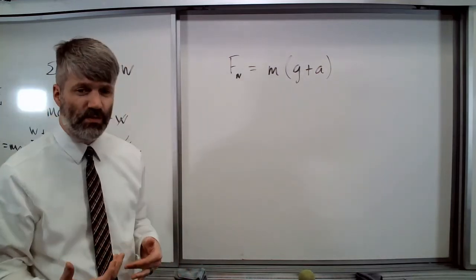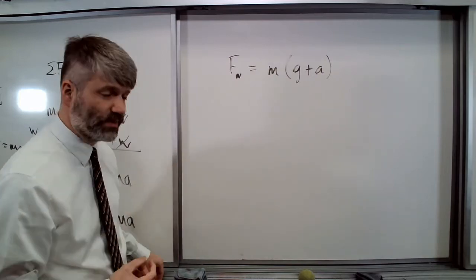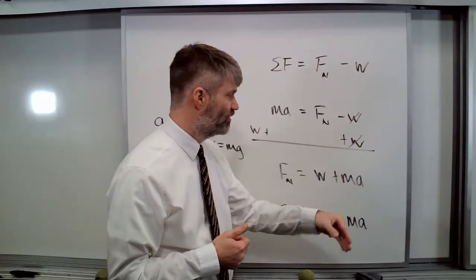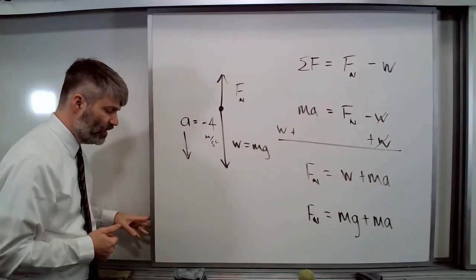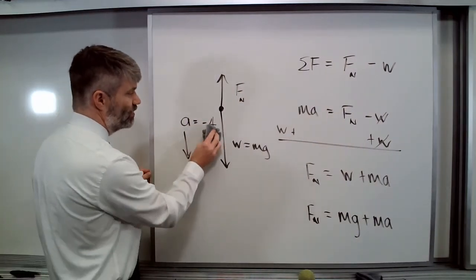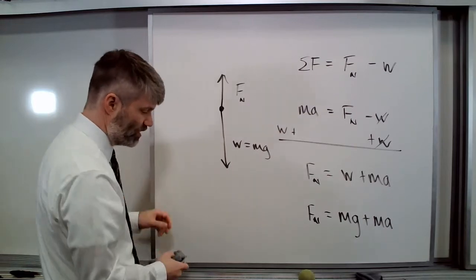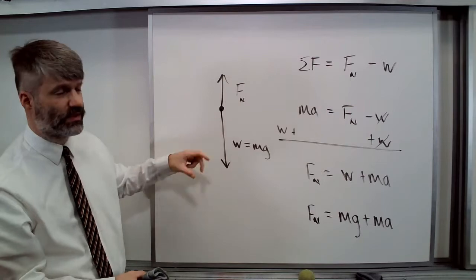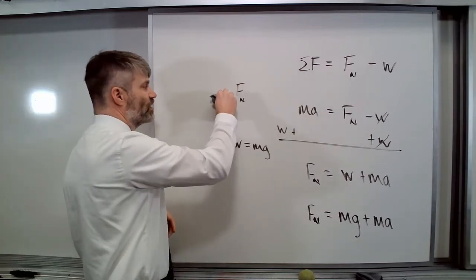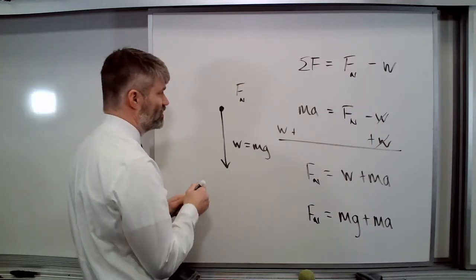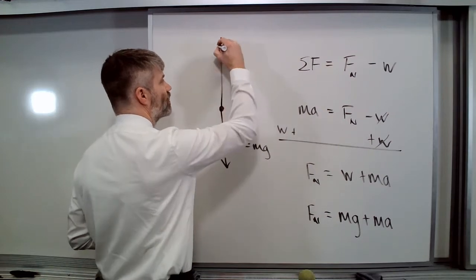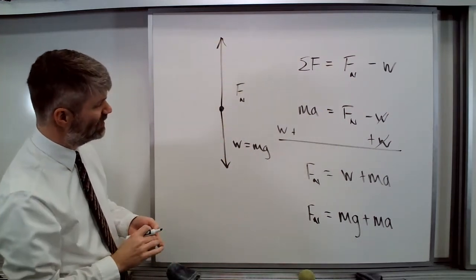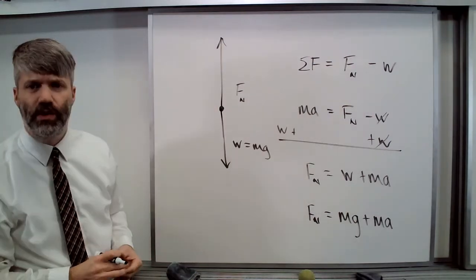Now, we'll see that we have the same situation when the object is accelerating upwards. Mathematically, it looks just the same as it did before, right? The big difference, though, is the acceleration. We'll see that one thing, the normal force is no longer less than the weight. If it is accelerating upwards, then the normal force has to be greater than the weight. Yeah, greater than the weight.